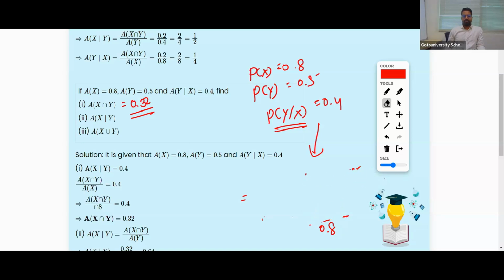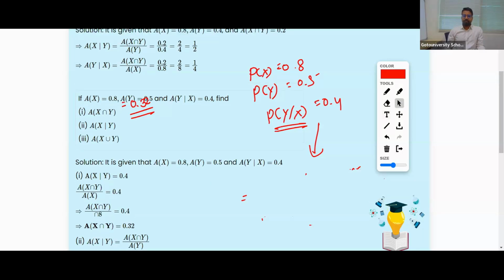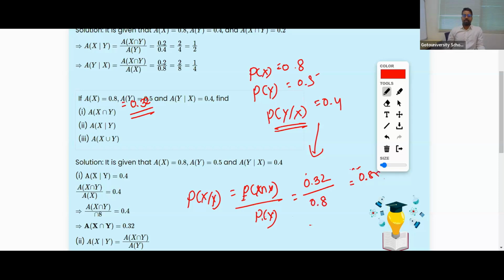Next question, second sub question. P of X bar Y, that is the probability of occurrence of X where Y has already occurred, which is given by P of X intersection Y divided by P of Y. For that, we already have P of X intersection Y, which is 0.32, divided by P of Y. It is written as 0.8 into 0.4 divided by 0.8. The 0.8 cancels, we get the answer 0.4. We don't have an option here, so the answer is 0.4.